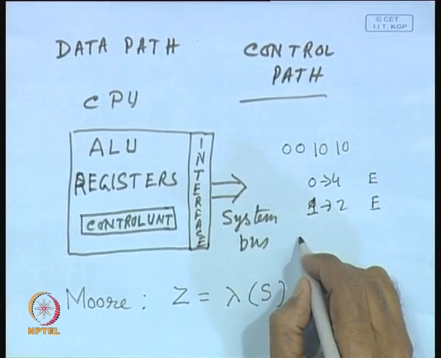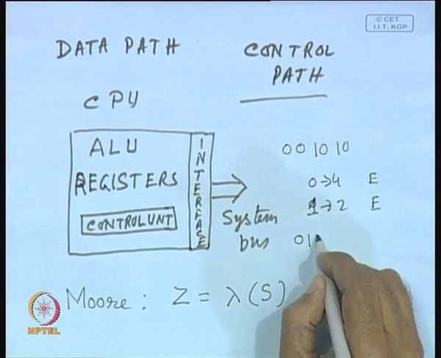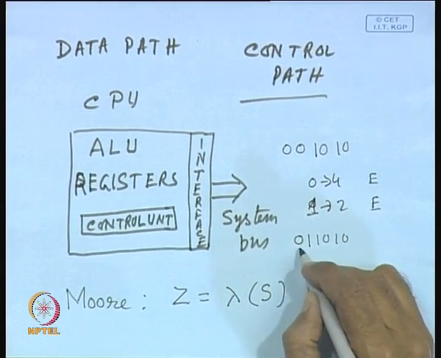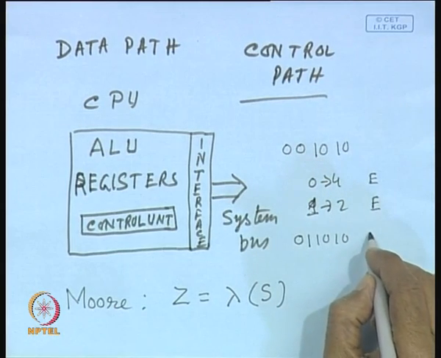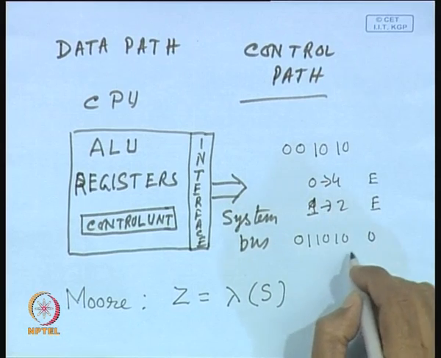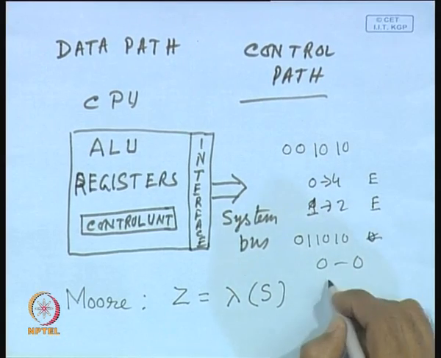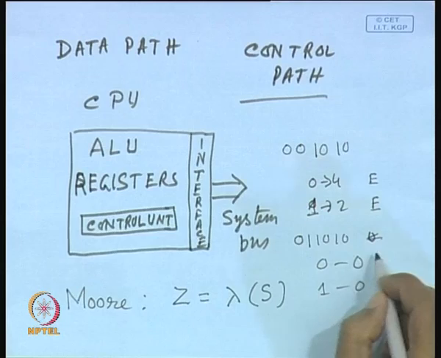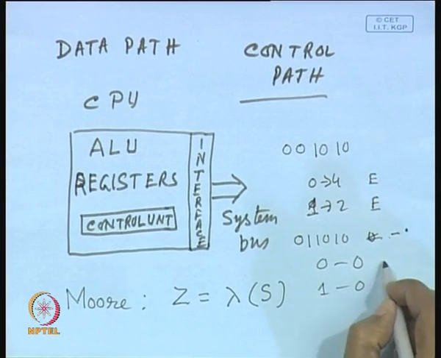On the other hand, if the input sequence is 0 1 1 0 1 0, then the number of ones is odd, I mean the number of 0s is odd and the number of 1s is also odd. So, then it will produce 0. That means here the state is OO, so it will produce 0.